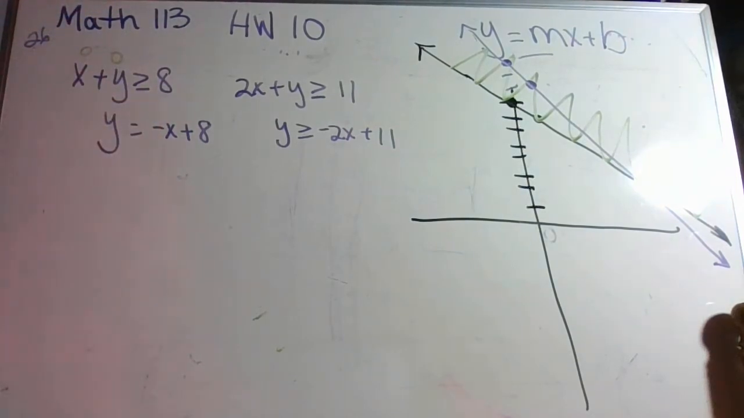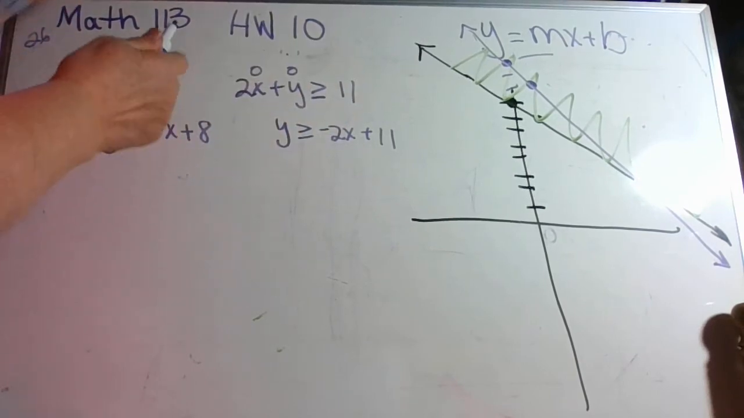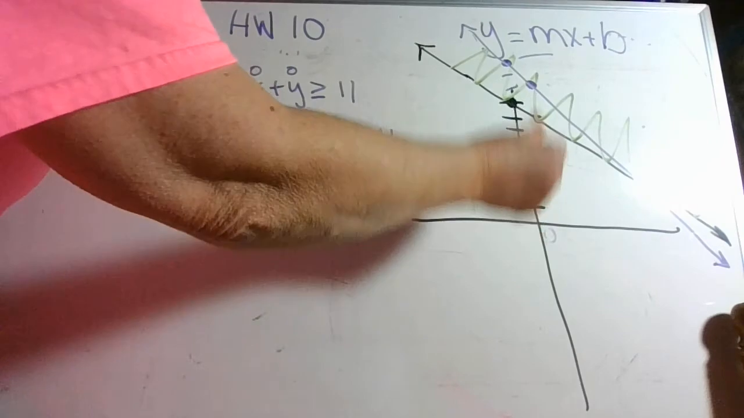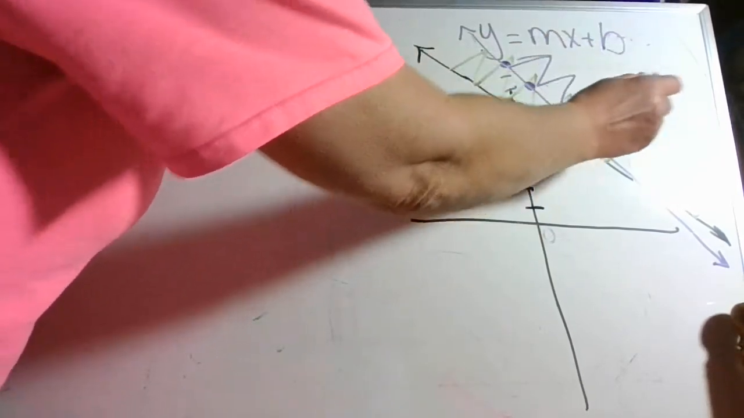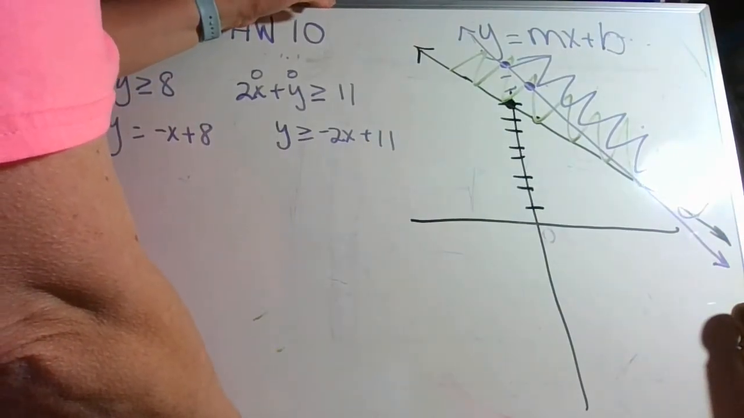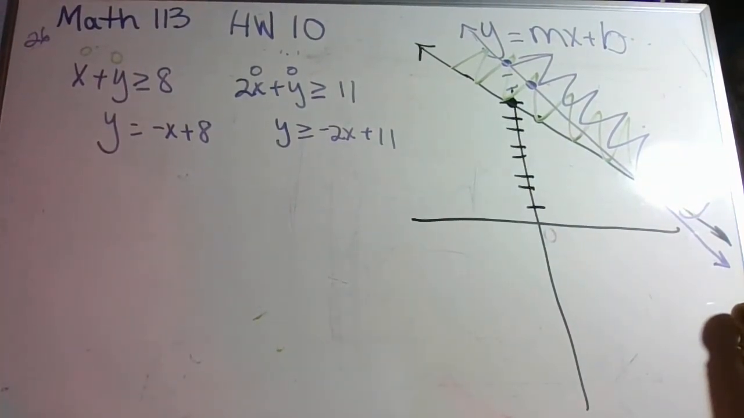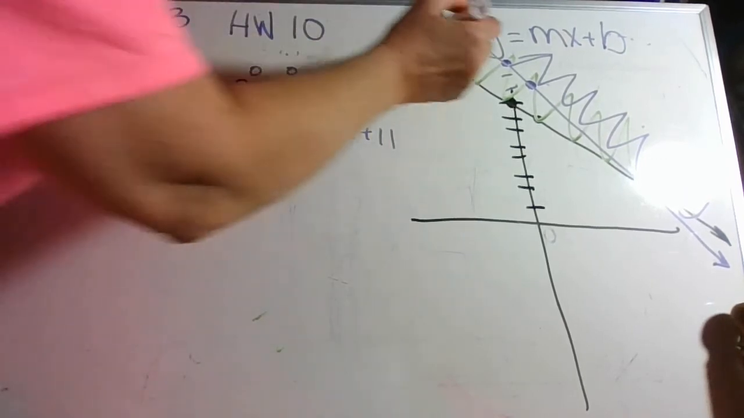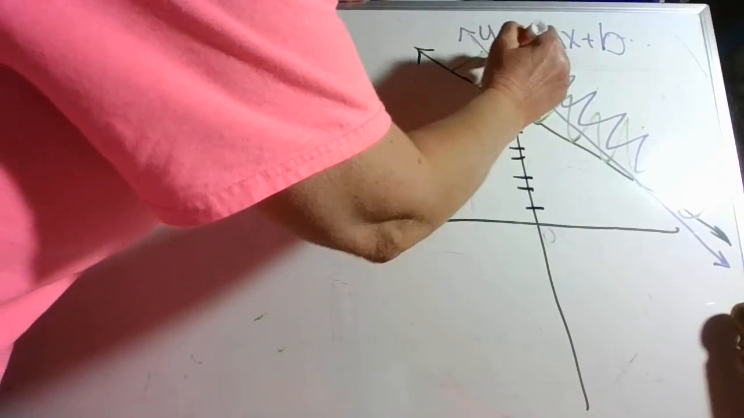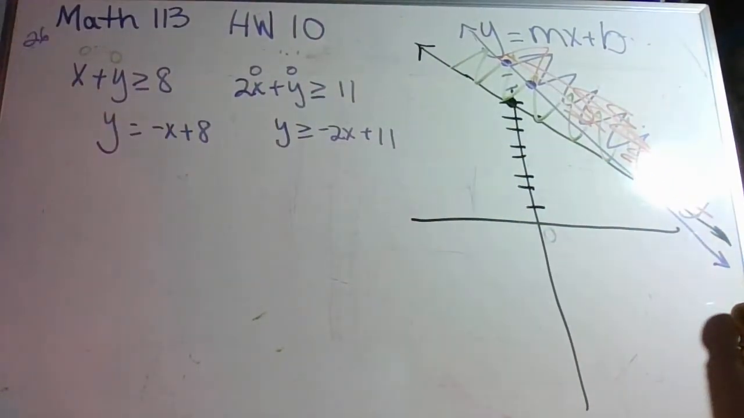Now let's check and see if it works for 0, 0. 0 plus 0, is that bigger than 11? No, it is not. So we're not going to color down here. We're going to color up here. So it looks like this right up here is where it's going to cross, all the way down to that line right there. And so just highlight where it crosses. That was example 3.